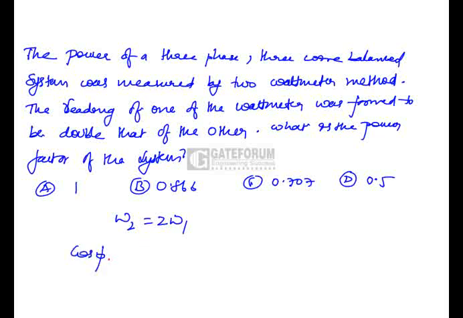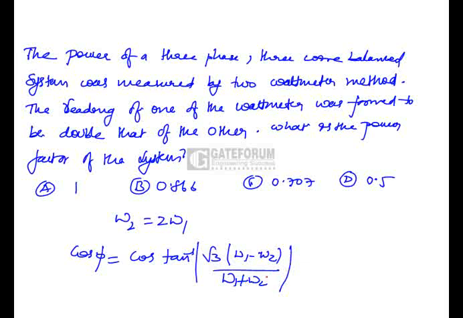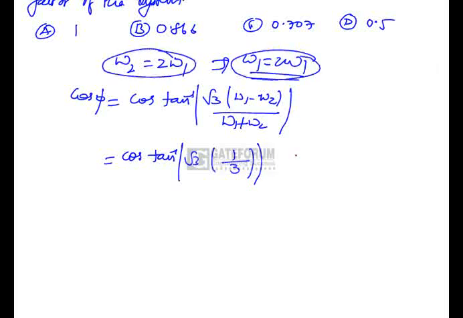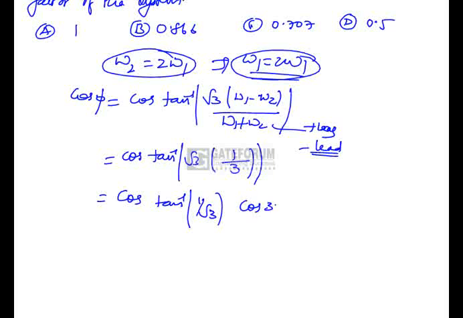Power factor cos phi for the 2 wattmeter method is given as cos of tan inverse of root 3 times W1 minus W2 divided by W1 plus W2. So this is cos of tan inverse of root 3 times, as one wattmeter reading is double the other, 1 by 3. Or you can write this as W1 equal to 2 times W2, anything you can take. A plus sign suggests lagging power factor, minus sign suggests leading power factor. In the options nothing is given about lagging or leading, so no need to worry about it. So cos of tan inverse 1 by root 3 is 30 degrees. So cos 30, answer is 0.866 is the correct one.